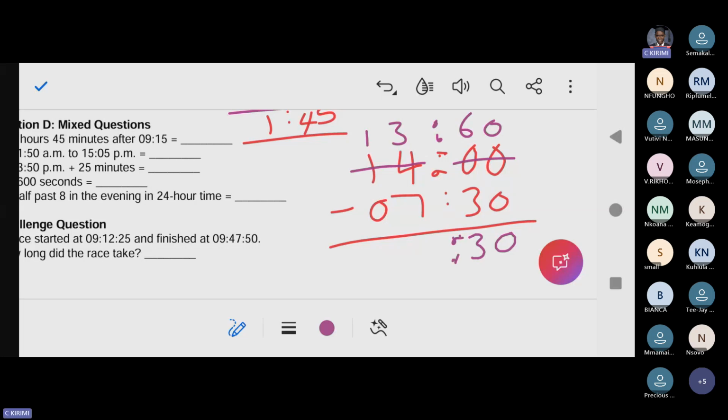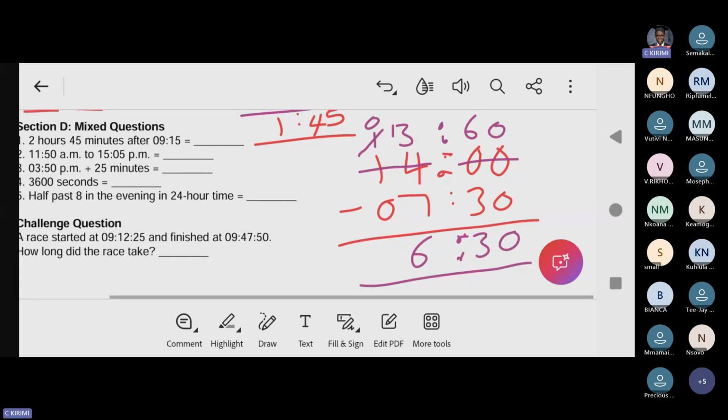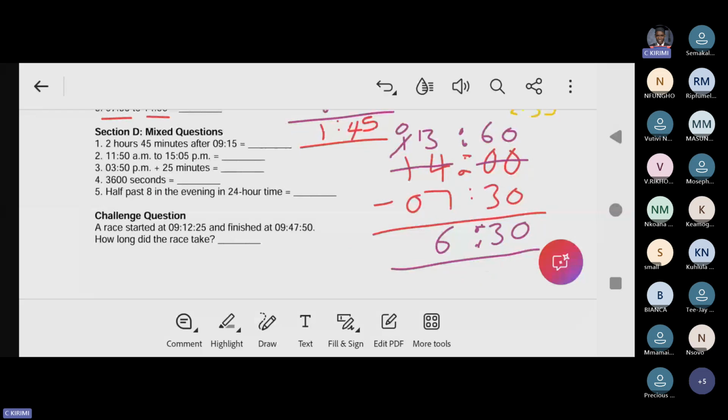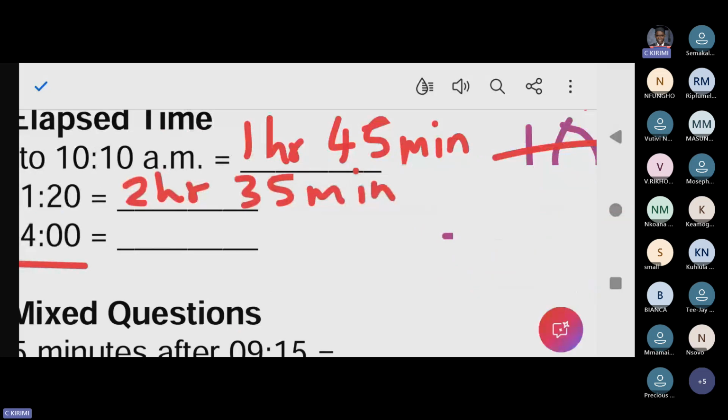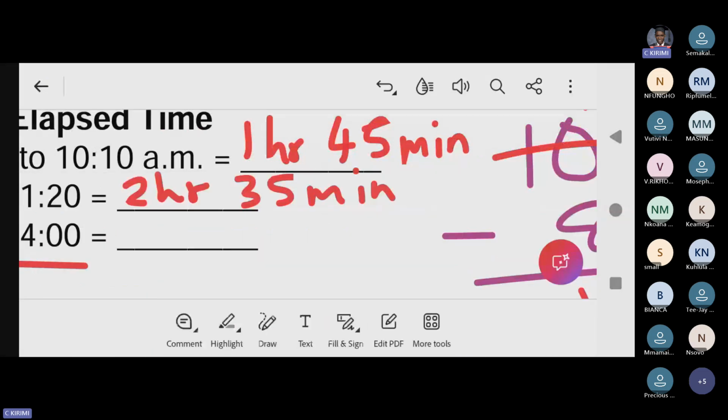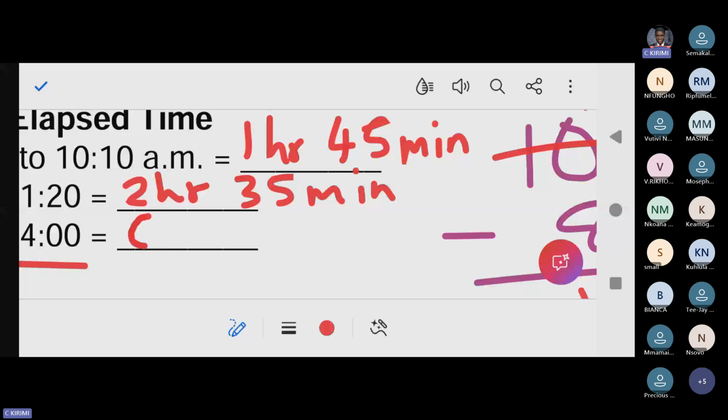3 minus 7, it's impossible, so you need to borrow again from the 1, which means this becomes a 0. The 3 becomes a 13. 13 minus 7, then you know your answer is 6. So the time that has elapsed from 7:30 until 2 o'clock in the afternoon is 6 hours, 30 minutes. So to write your answer, 6 hours, 30 minutes has elapsed.